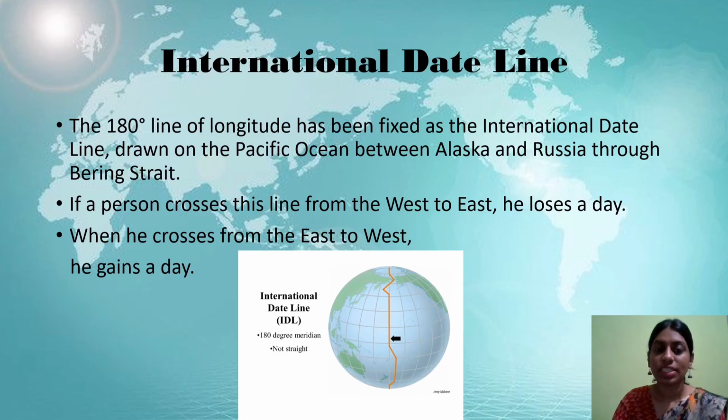Now we'll learn about the international dateline. The 180-degree longitude has been fixed as the international dateline. It is drawn on the Pacific Ocean between Alaska and Russia. If a person crosses this line from west to east, from left side to right side, he will lose one day. But when he crosses this line from east to west, that is right side to left side, he will gain a day.